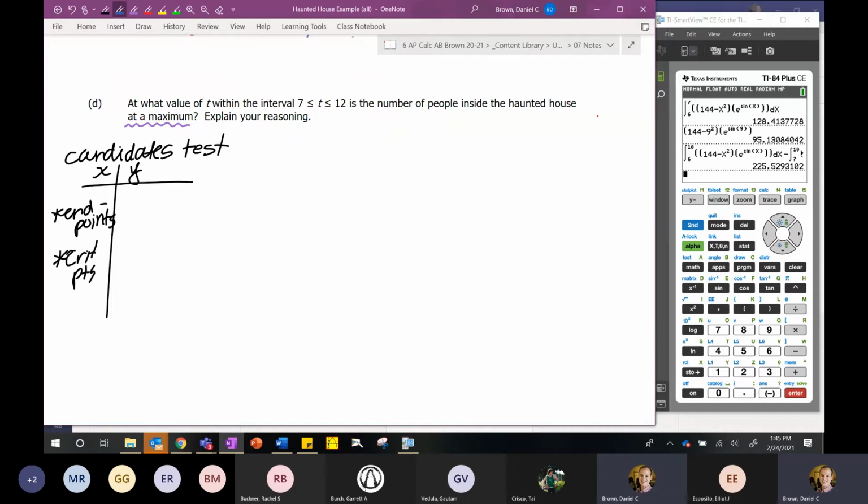We're still going to have a candidates test, but we're trying to find the maximum number of people. Instead of x's, we're trying to find when that happens. That's going to be your t. There's not really an original function. We're going to think, what are you trying to find the maximum of? You're trying to find the maximum number of people. Then you want to go ahead and fill in that candidates test.